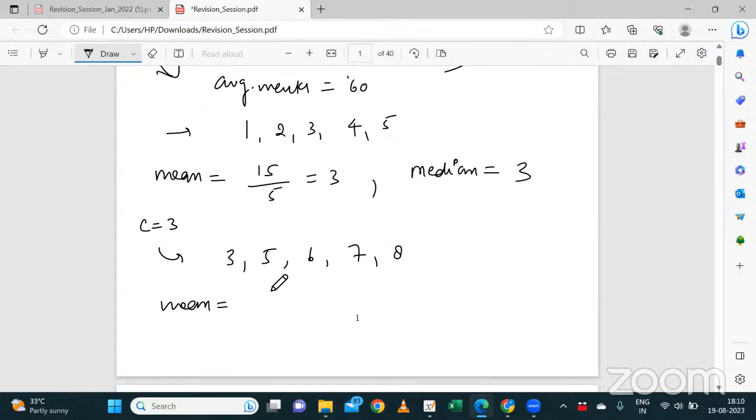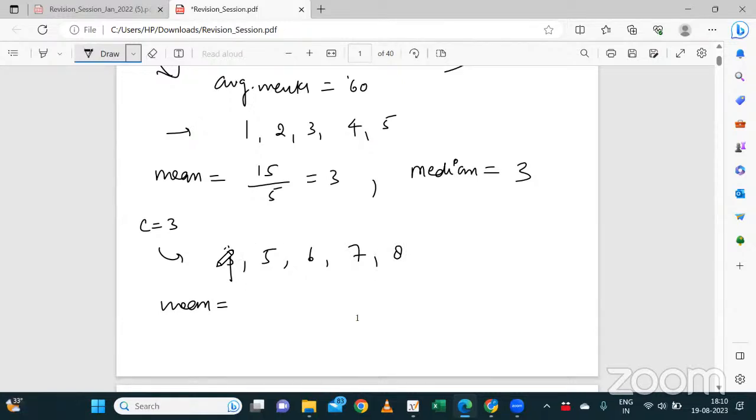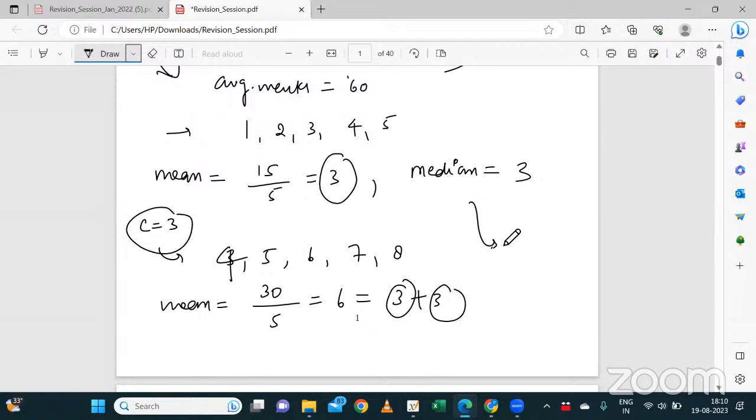3 plus 3, old mean plus constant. Okay, just tell me the mean of this one. We are going to use the property. Here the first one should be 4, not 3. Then it will be 30 divided by 5, so it will be 6. Now what is this 6? This is 3 plus 3, so it means the old mean 3 plus this constant value. The same will happen with the median. The median of this data set will be 6, which is nothing but 3 plus 3. So it's the old median plus that constant value, correct or not?